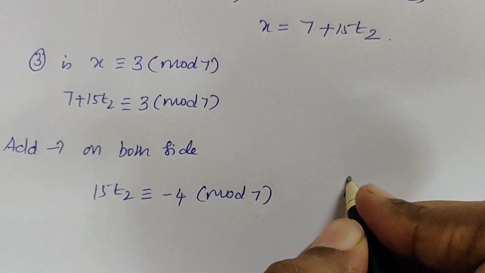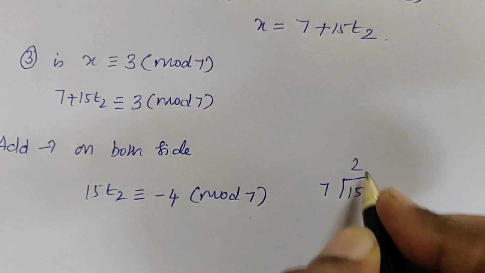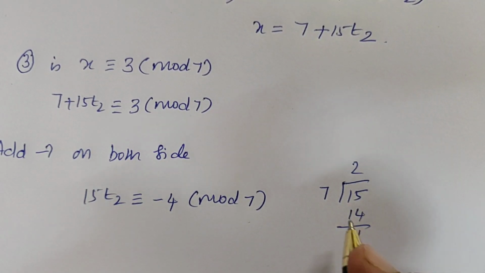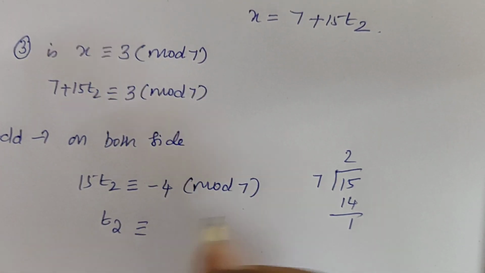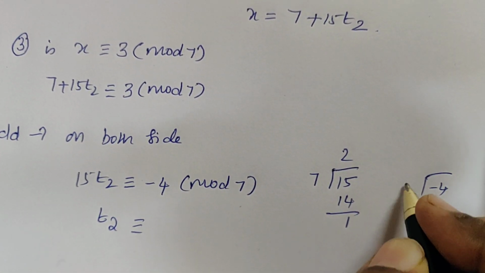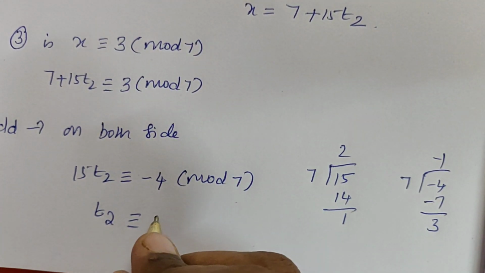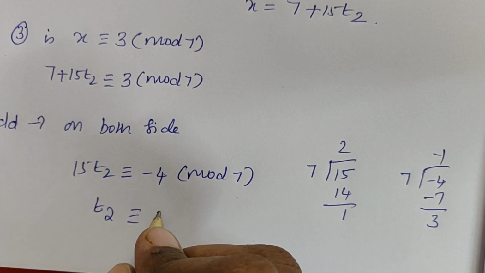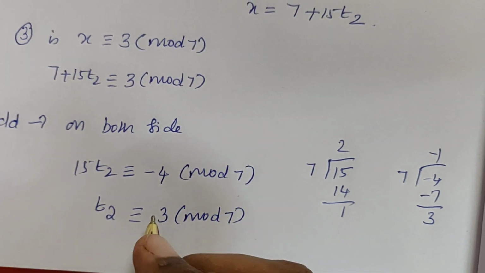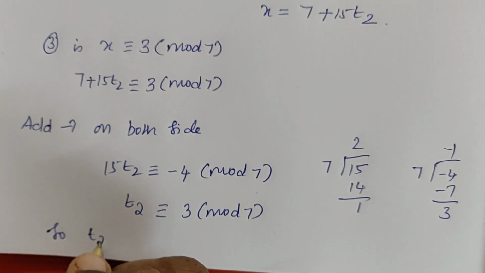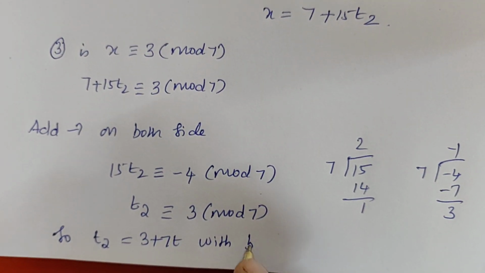Here 15 is greater than the divisor, so you have to divide 15 by 7, and you will get the remainder 1. So 15t2 can be written as t2. And when I divide minus 4 by 7, I get the remainder 3. So instead of minus 4 I can write 3 mod 7. So t2 can be written as 3 plus 7t, with t being an arbitrary value.